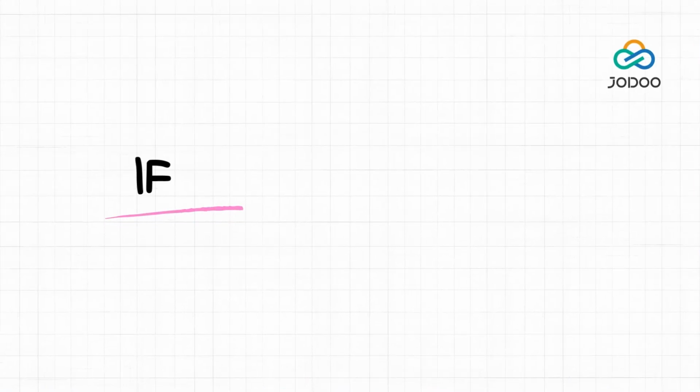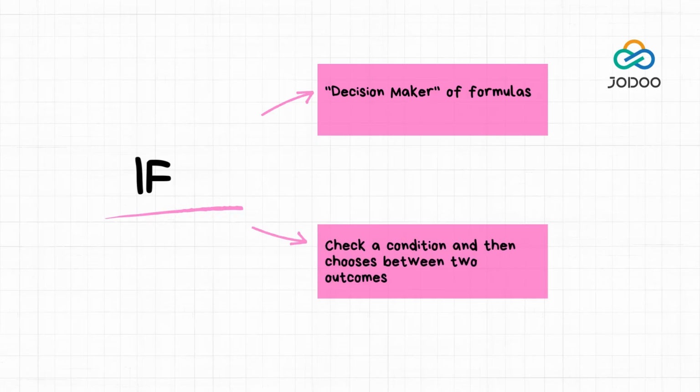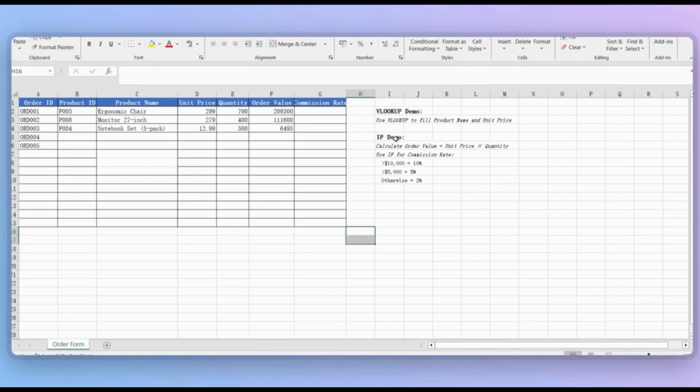Next, the IF function. It is the decision maker of formulas. It checks a condition and then chooses between two outcomes. Let's say we want to calculate a commission rate. If the order is over $10,000, the rate is 10%. If it's over $5,000, it's 5%. Otherwise, it's 2%. With the IF function, it's simple.